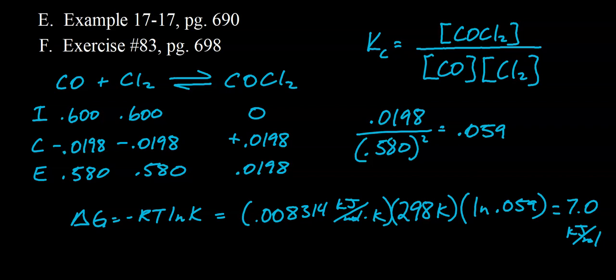And so I took 3.3% of 0.6 and got 0.0198, which is how much the concentration decreased by, or how much the concentration of COCl2 increased by. And then I took those equilibrium concentrations, plugged them into the Kc expression, and calculated Kc, which then I use to calculate delta G.